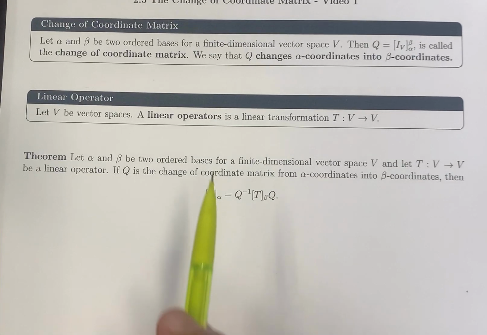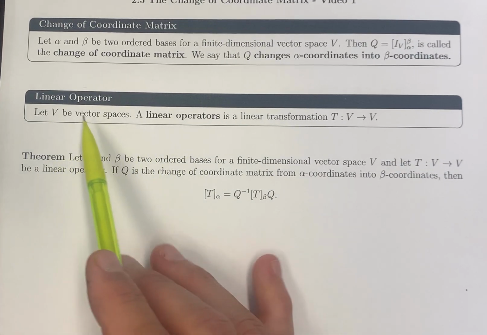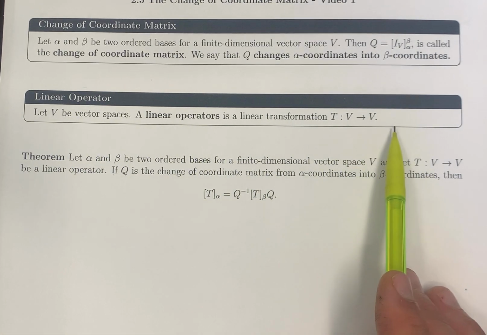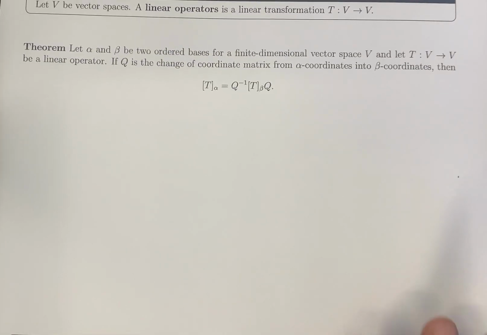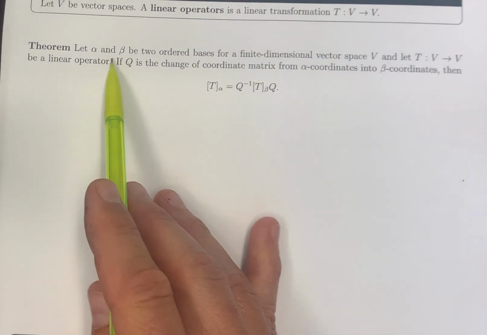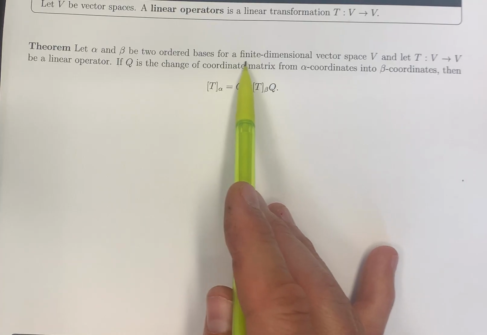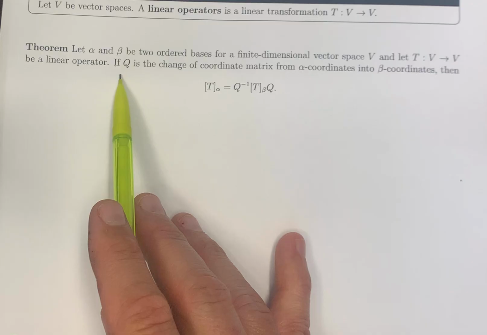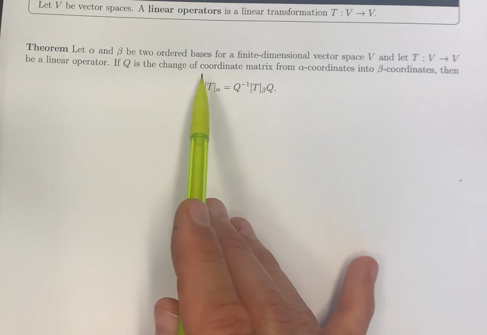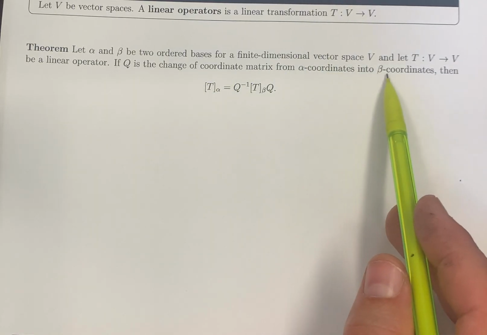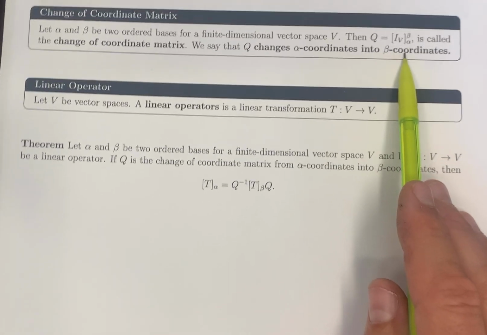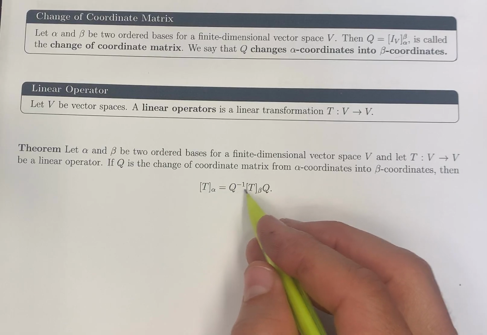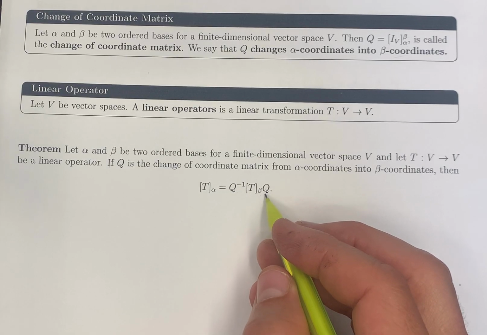Now there's going to be a lot of discussion about a particular kind of linear transformation called a linear operator. That's a linear transformation from V to itself. So here's the main theorem of this video. Let alpha and beta be two ordered bases for a finite dimensional vector space V, and let T be a linear operator. If Q is the change of coordinate matrix from alpha coordinates into beta coordinates, then T alpha equals Q inverse T beta Q.